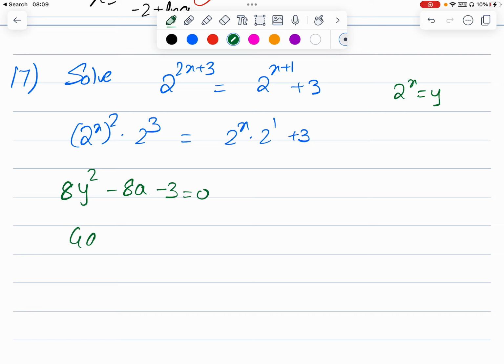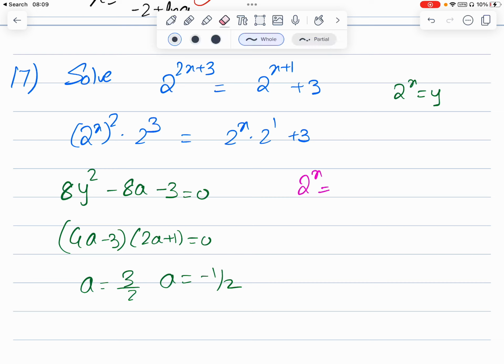So factorize it out: (4y minus 3) times (2y plus 1) equals 0. So y equals 3 upon 4 or y equals negative 1 upon 2. So now, y means 2 power x. 2 power x equals 3 upon 4. It is not 3 upon 2, it's going to be 3 upon 4. Or y equals negative 1 upon 2.